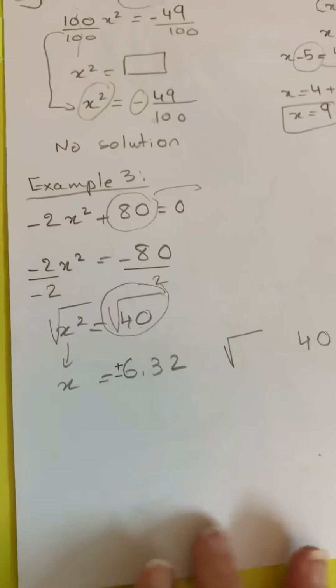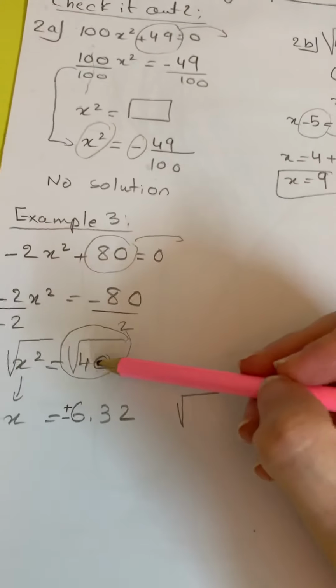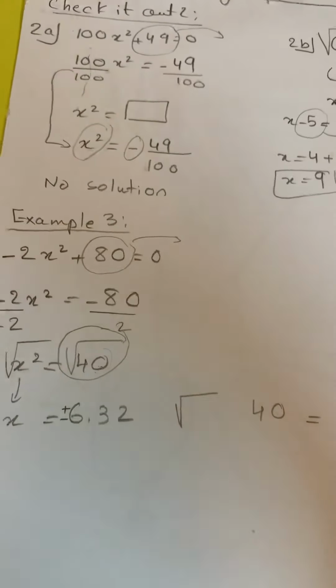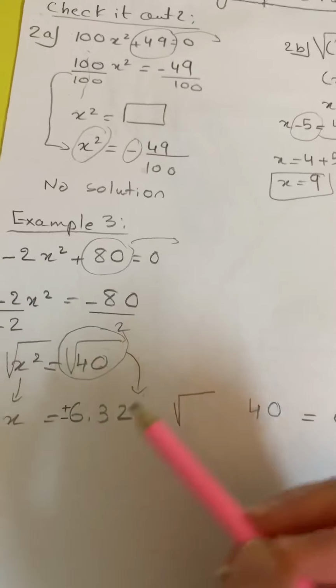This is the lesson. So the only difference is that when we reach this step and you find that the number cannot be put as power 2, you just do it on a calculator and it will give you the answer.